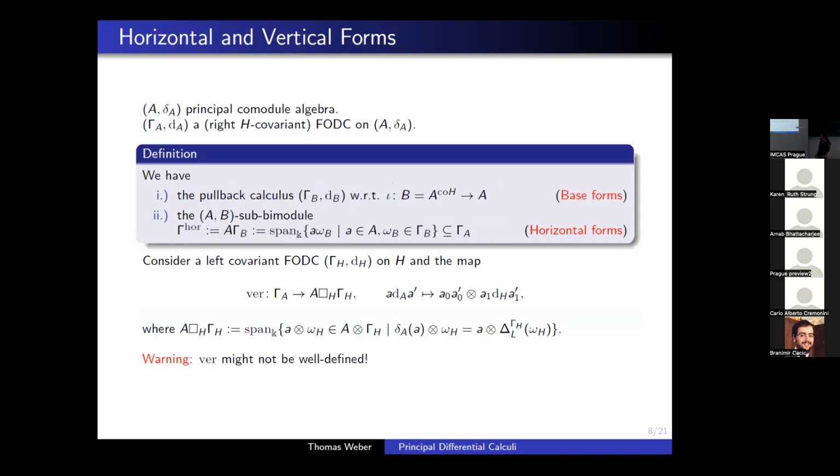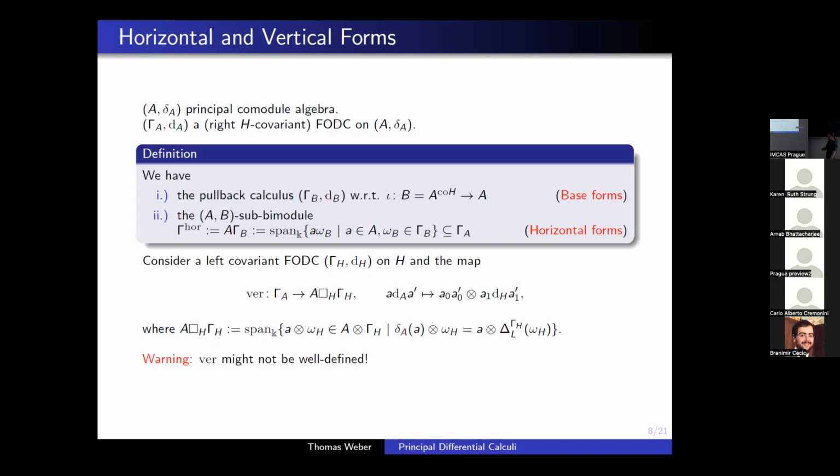How does this look? Let's take a first order differential calculus on A. It might be right H-covariant, but we don't really need it. Since we have the algebra inclusion map of B into A, we can form the pullback calculus. And so we have a calculus on B, the invariant elements of A, which we call the calculus of base forms. Now we can further build a sub-bimodule of horizontal forms that is just given by the left A span of gamma B.